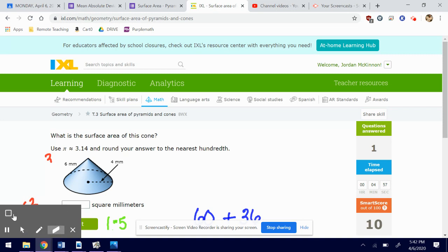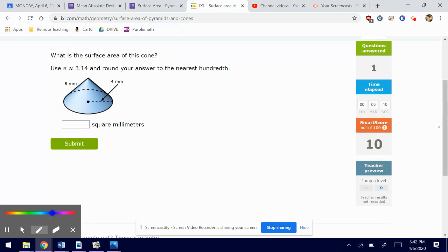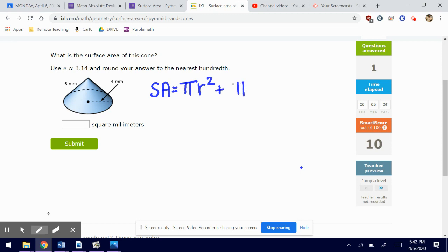So I'm going to look at this 3D shape, and I see that it's a cone. Okay? A cone has a totally different formula than a pyramid. So I'm going to look at my reference sheet, and I'm going to write down the formula for surface area of a cone. And that's going to be surface area equals pi r squared plus pi r L.